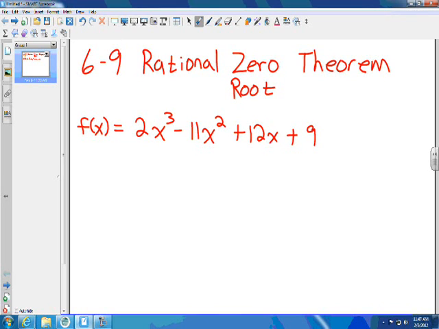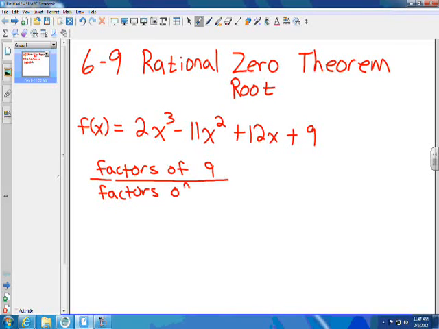So what the rational zero theorem does is allow you to find all the possible places, and then you just start testing them one at a time. The way that you list out the possibles: you write all of the factors of 9 for this problem, so whatever the constant is, all the factors of 9, divided by all the factors of 2. So this first number, all the factors of the last number, divided by all the factors of the leading coefficient, which in this case is 2.